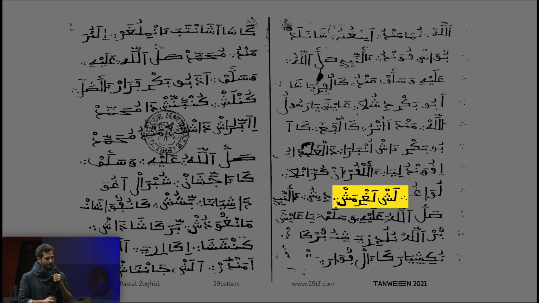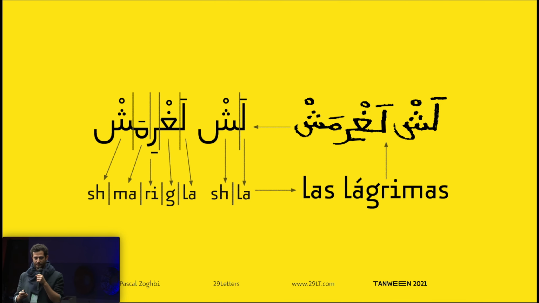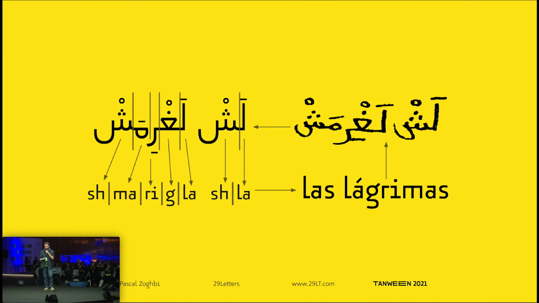So here is an example. It says "las lágrimas", which means tears. And you can see that if you take the lam, sheen, it becomes "lash", and then "las" in the new Spanish, and then "lágrimas". I will not have time to go through all the investigation with it, but we looked at so many different pages. These are some of them.